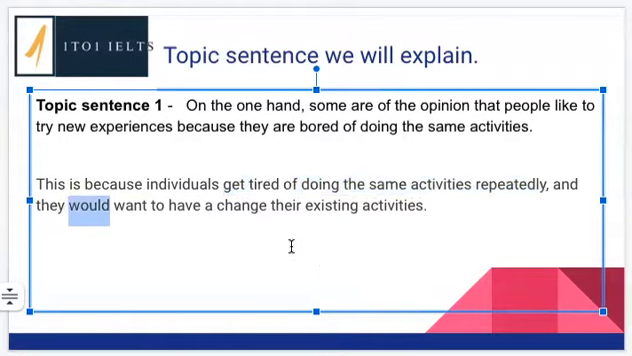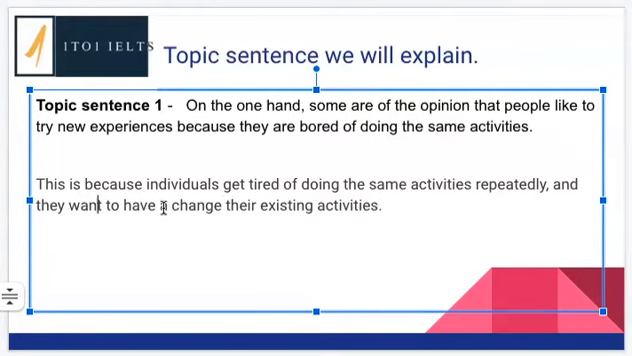I put this in our study group the other day about would. Students, I find, really overuse this word. What are we trying to say here? Are we trying to state a fact about they want to change their activities? Yeah. So if we want to state a fact, we just use the present simple, so we don't even need to use will. Will is making a prediction for the future. But if you want to state a fact, you just use the present simple like this. So they get bored of doing the same activities repeatedly, and they want to have a change their existing.